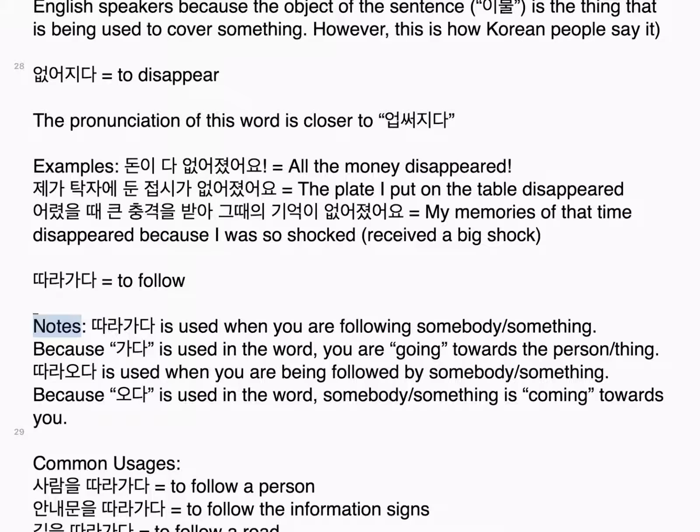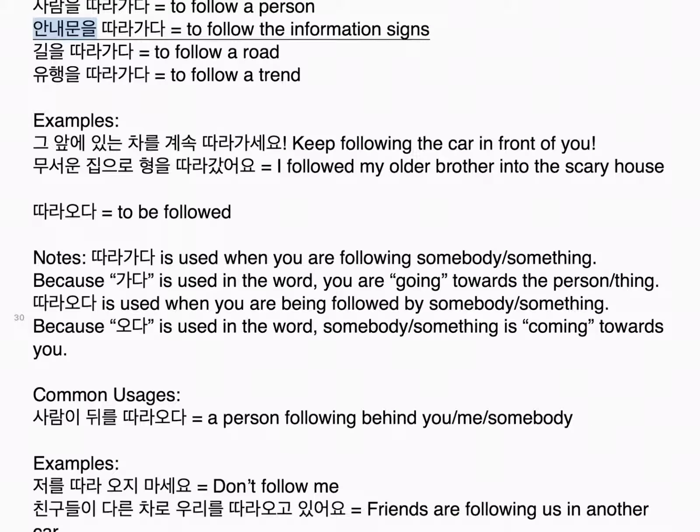따라가다. To follow. Notes. 따라가다 is used when you are following somebody or something, because 가다 is used in the word, you are going towards the person or thing. 따라오다 is used when you are being followed by somebody or something, because 오다 is used in the word, somebody or something is coming towards you. Common usages. 사람을 따라가다. To follow a person. 안내문을 따라가다. To follow the information signs. 길을 따라가다. To follow a road. 유행을 따라가다. To follow a trend.